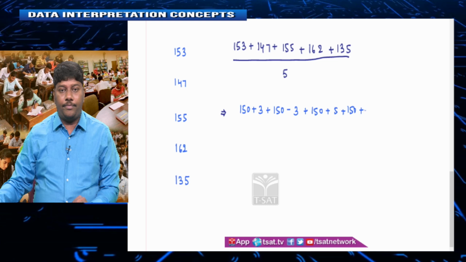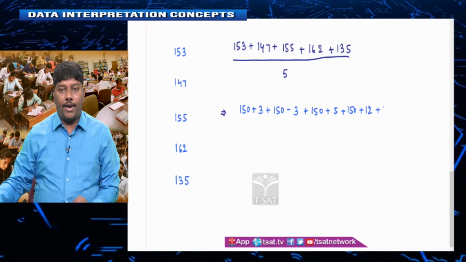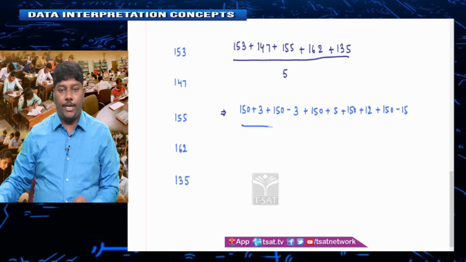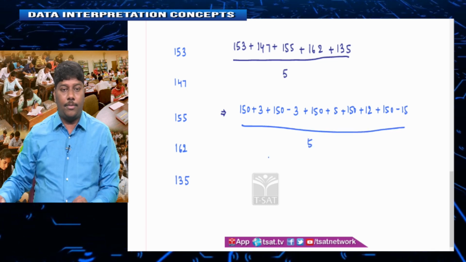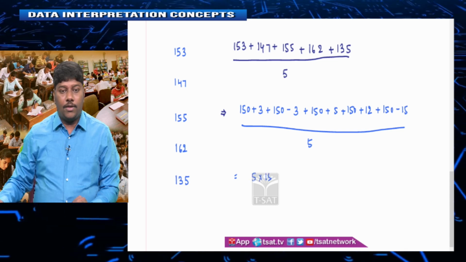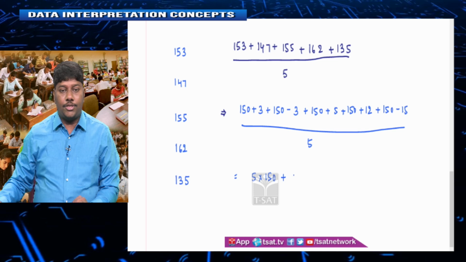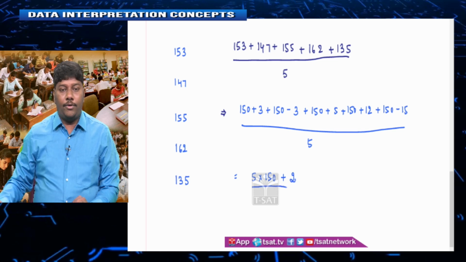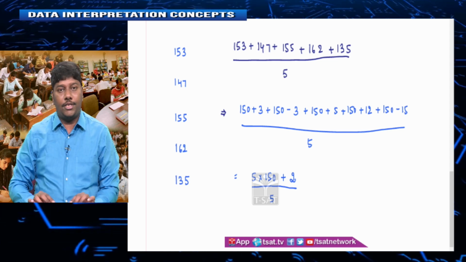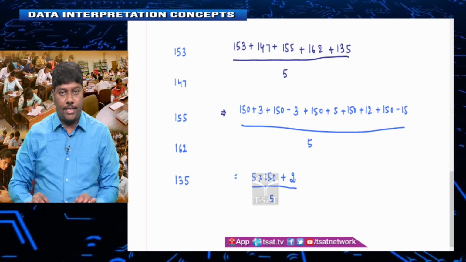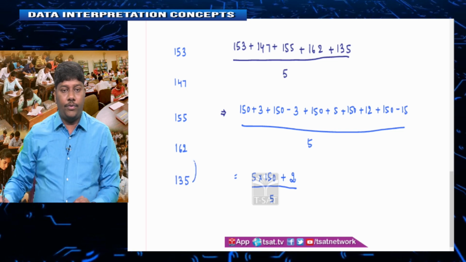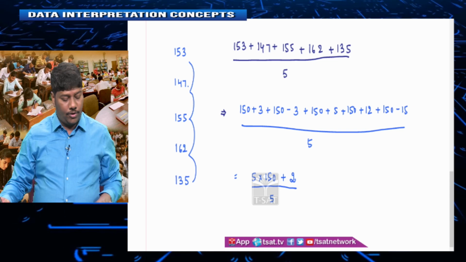Then 150 plus 12, then 150 minus 15. So 150 came 5 times. Therefore, if you want to find the sum of data, you can say 5 into 150. Now, if you sum the deviations, you will get plus 2. If you look at only the numerator, you can find the sum in the same manner. You understand how we do the sum here? Other than adding them directly, we do it with these deviations 5, 2, 5, 7, 3.